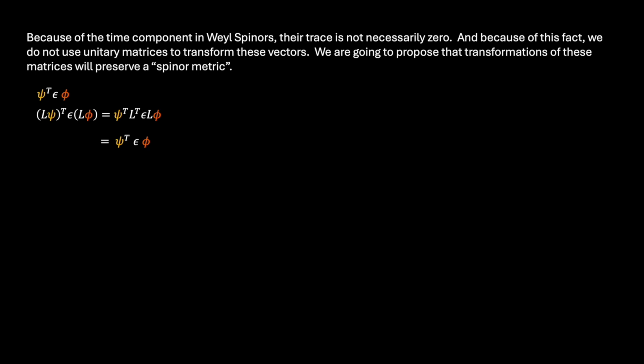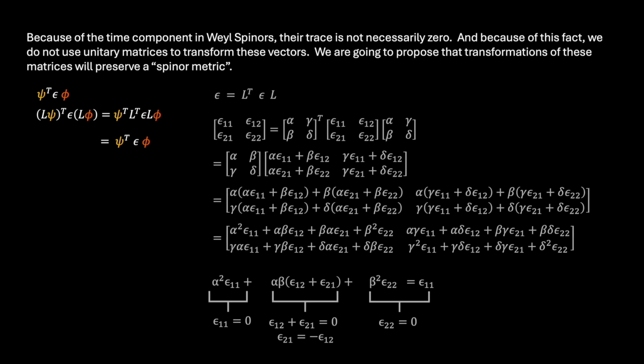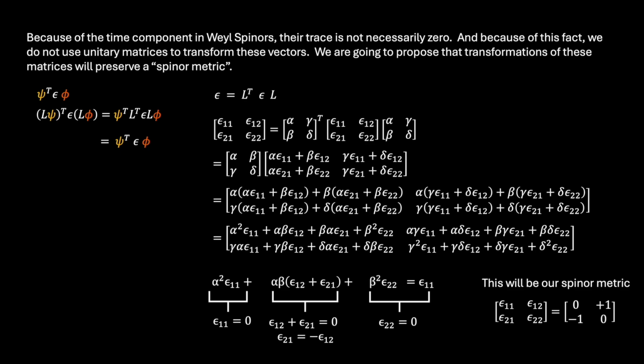To do this, we start off by proposing two Weyl spinors and transforming them together with our special linear matrices. We sandwich them between our spinor metric and demand that this metric does not change under such a transformation. And then we are on the races to find what all these variables are. Doing the matrix multiplication leads us to see that the only two entries in the spinor metric that need to be non-zero are the off-diagonal components, and that one is the opposite of the other. For simplicity, we just say that these two values are plus and minus 1.